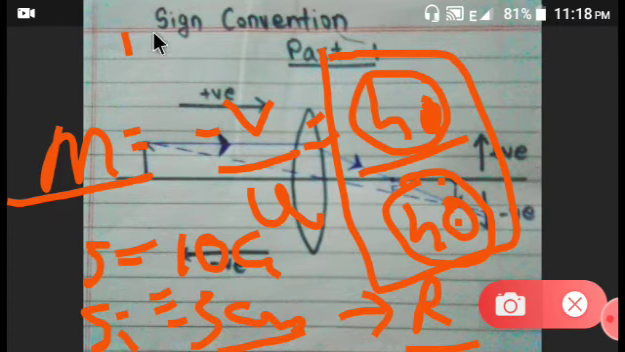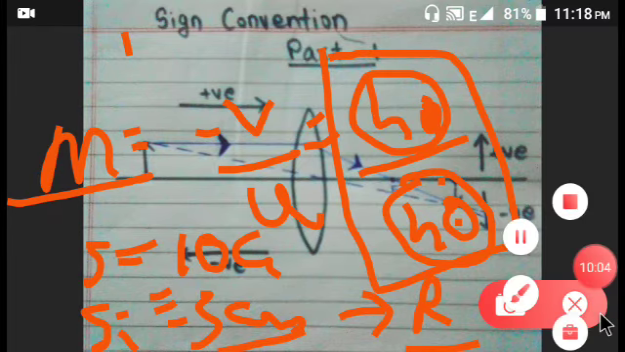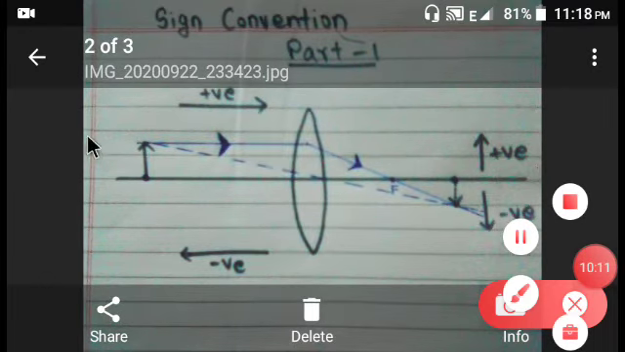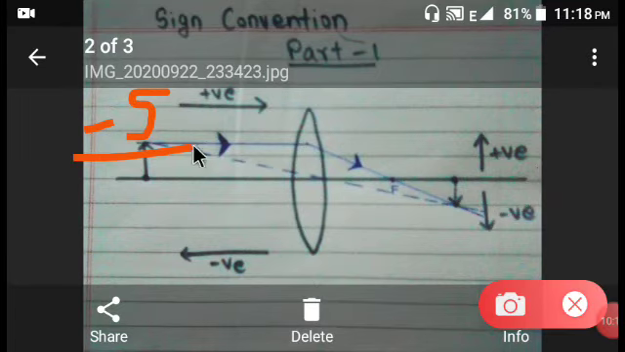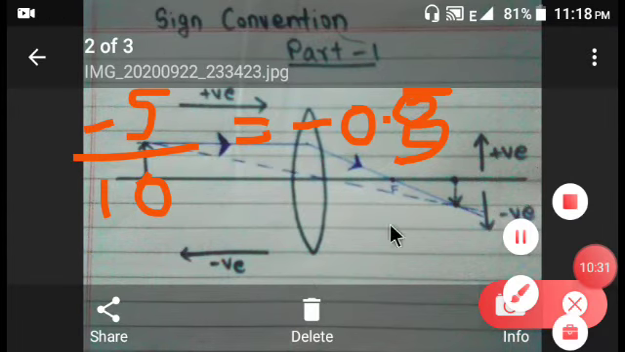So finally, what you'll be getting is height of image divided by height of object, which is equal to minus 0.2, I guess. No, it's not 0.2, I'm sorry, it's 0.5. Fine, let it be 0.5.